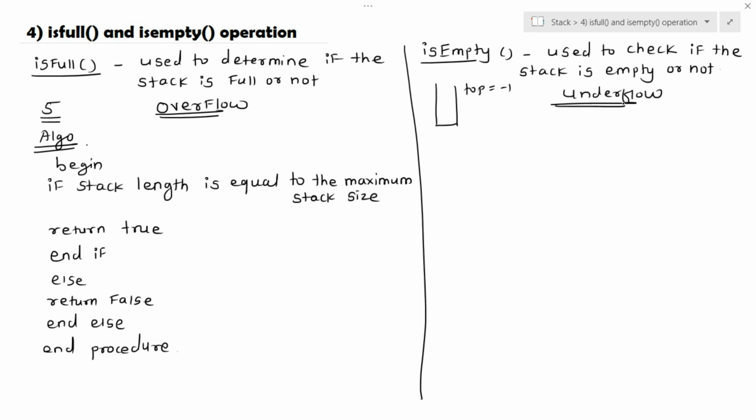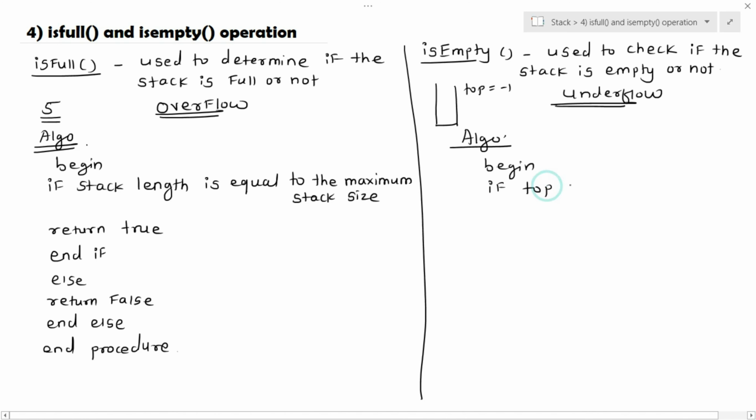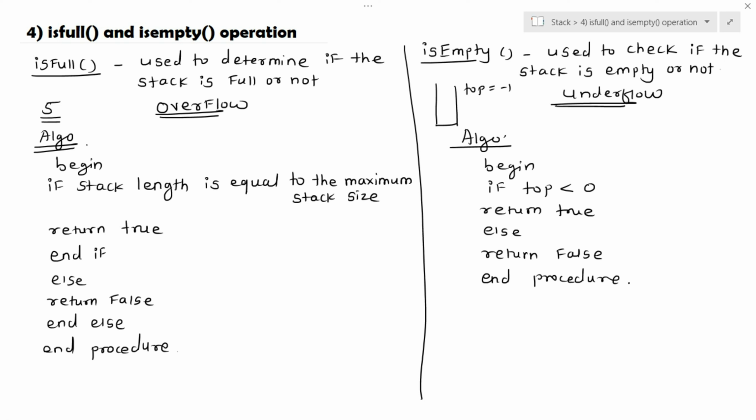Let's write down the algorithm for the isEmpty operation. Again, start with the begin procedure and write the condition: if top is less than 0, or we can say top is equal to -1, then return true. Otherwise, go to the else part and return false, and then end the procedure. Again, a very simple algorithm. In both operations, it returns a boolean value, either true or false. If the condition is true, then it returns true, otherwise it returns false.